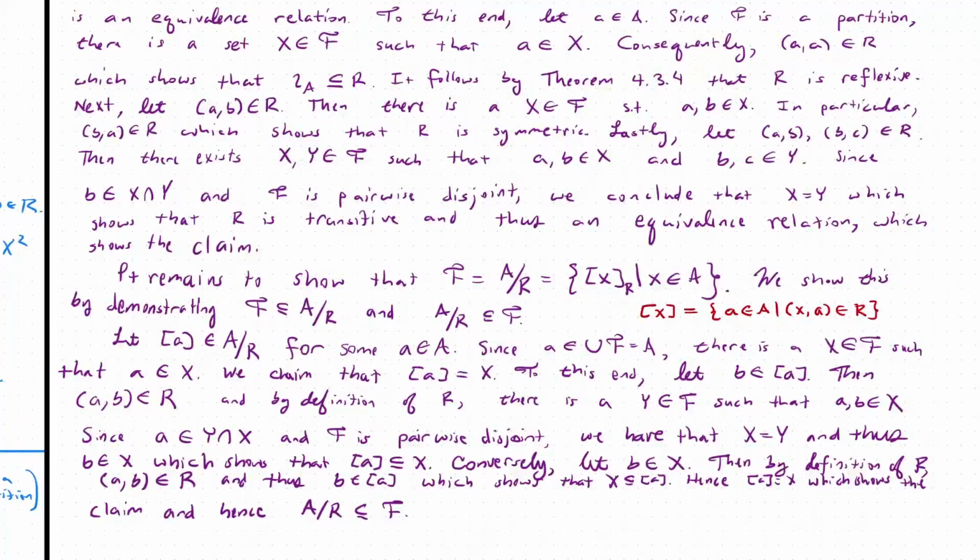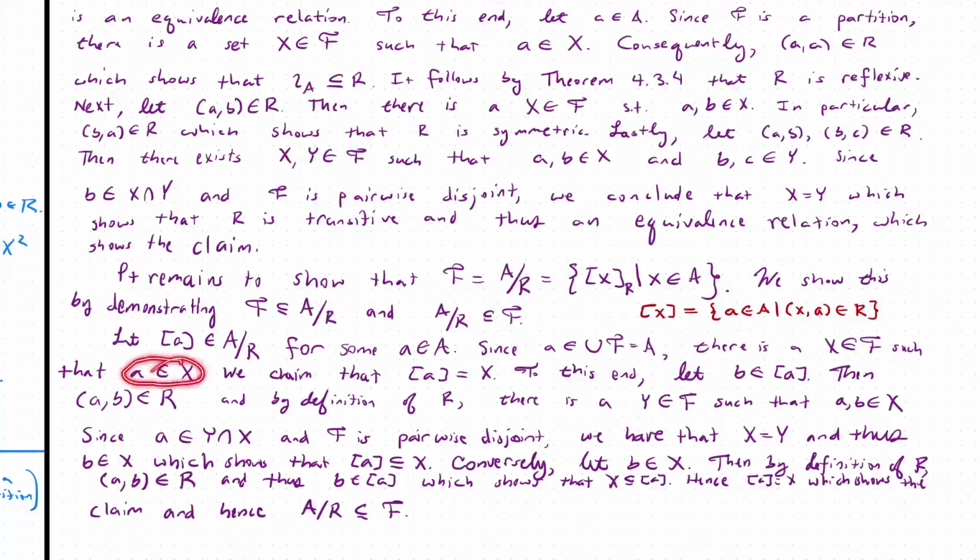And now conversely, we have b is in X. We choose a b in X. We use the definition again of R to say that then (a, b) is in R because again, by assumption, we have that a is in X. And so that's the crucial assumption we're using throughout this.